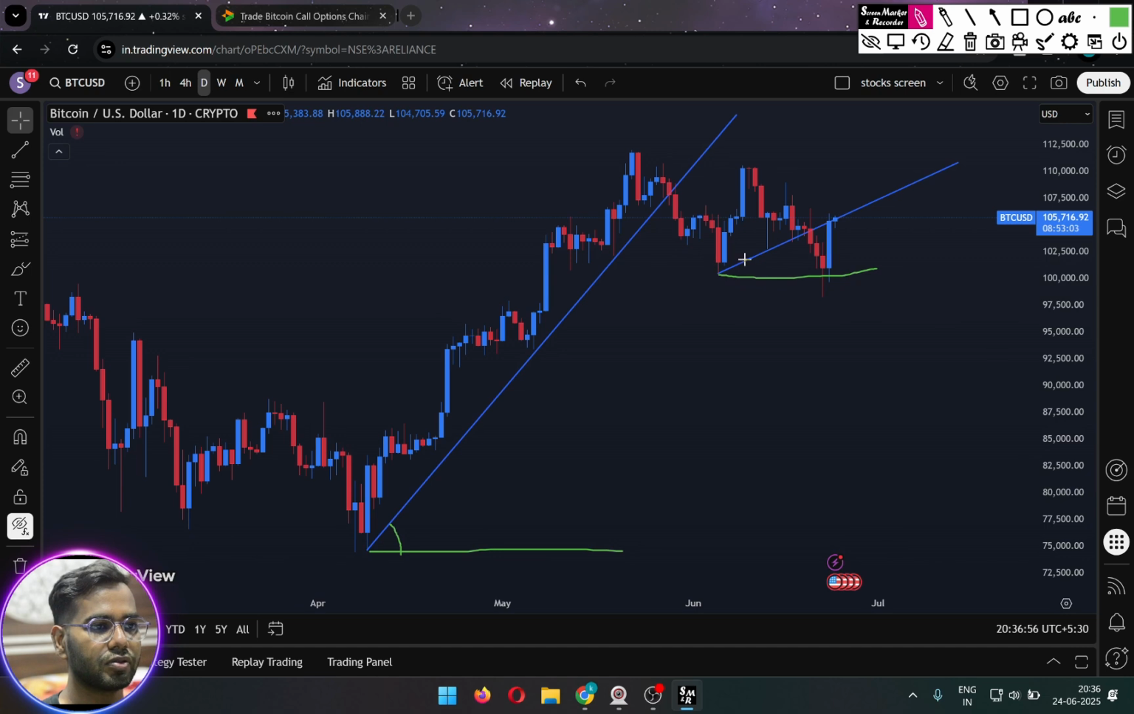This was the theory which I have read in the book of John J. Murphy. You have heard of him, and he has written a very thick book. I have studied it, and this concept is given in that book. But I add one more point to this concept: if the angle is more, the breakdown or breakout will also occur sharply.